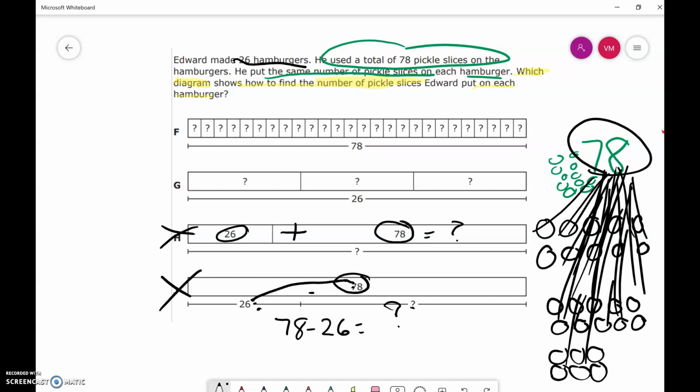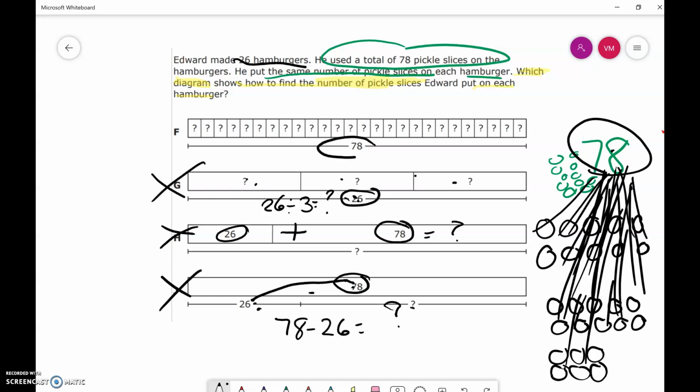And then if I'm looking at G, I'm gonna explain. Let me see. I had 26 hamburgers. I'm putting them in 3 boxes. I don't know. I didn't start with 26. I started with 78. So 26, I was dividing them into 3 equal groups. 26 divided by 3 equals something. I don't think I divided by 3.